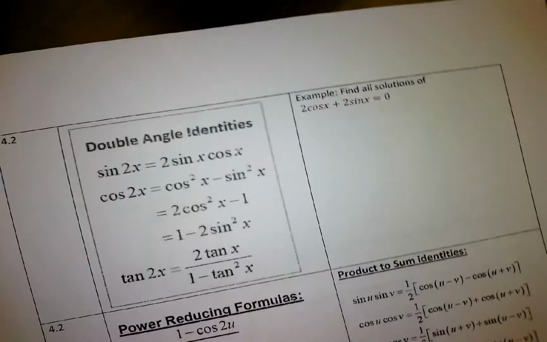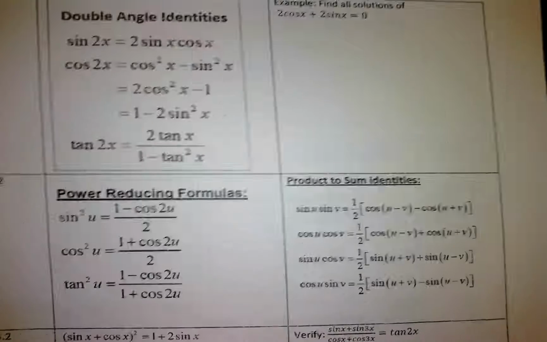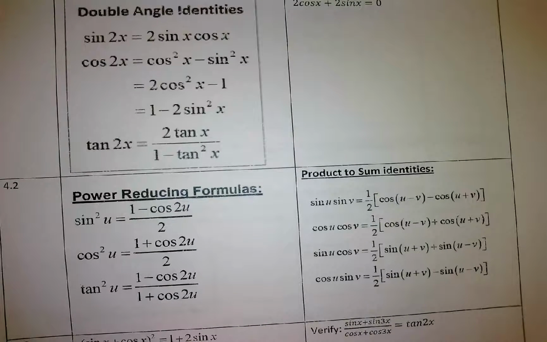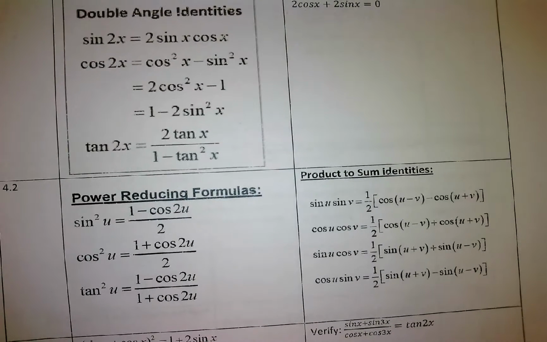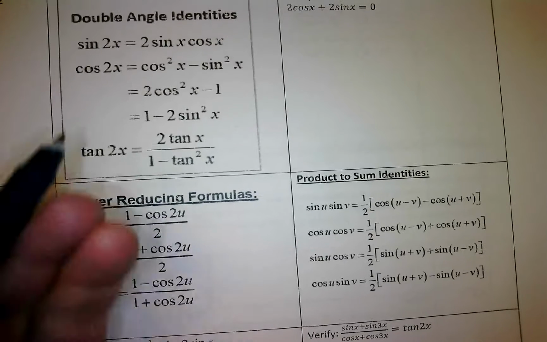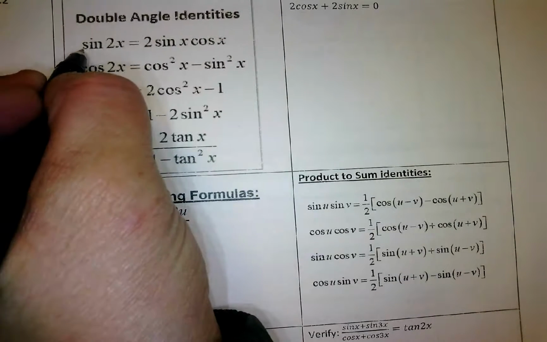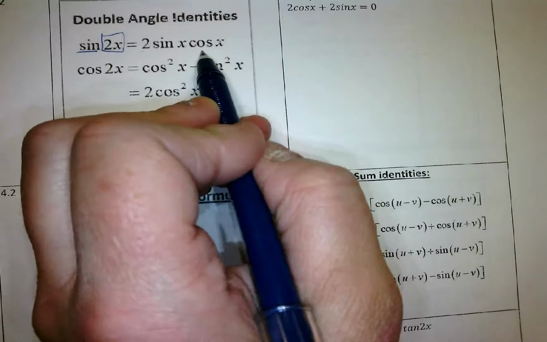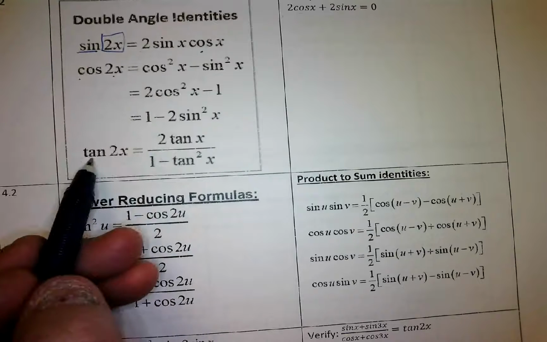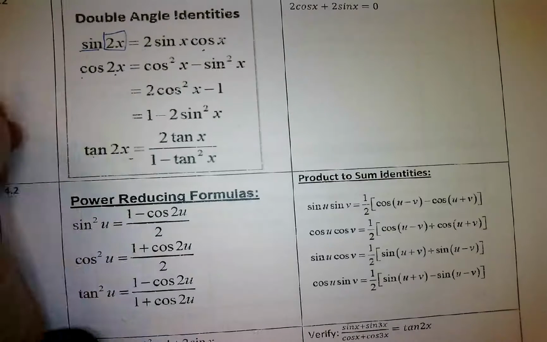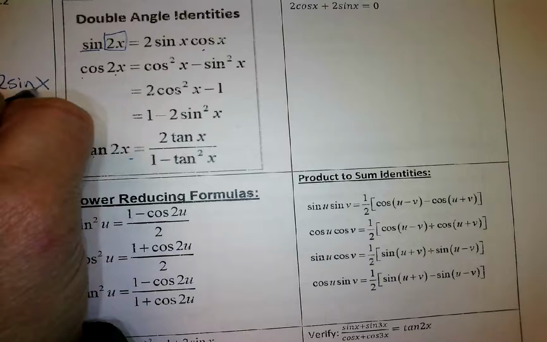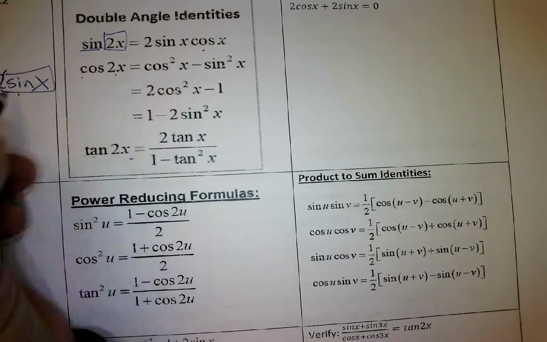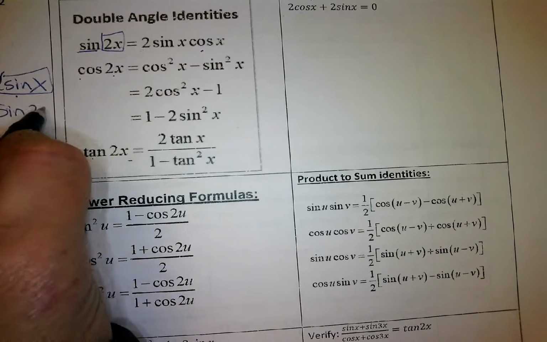Okay, so the next one that we have are some double angle identities. So this right here is just if you have the sine of 2 times an angle, we can rewrite it. Same thing, cosine of 2 times an angle and tangent of 2 times an angle. Now keep in mind that this is 2 times the sine of an angle, whereas this is sine of 2 times the angle. They are 2 totally different things.